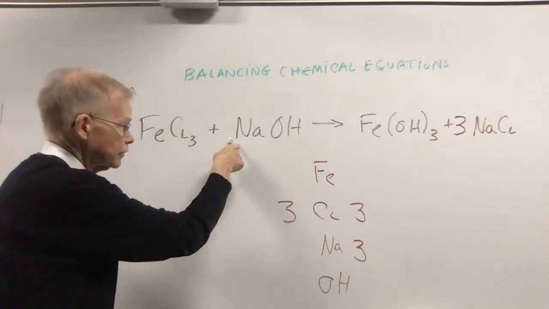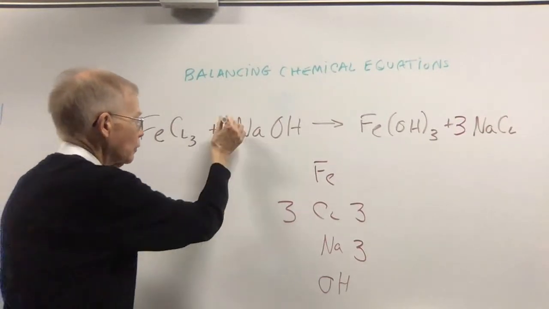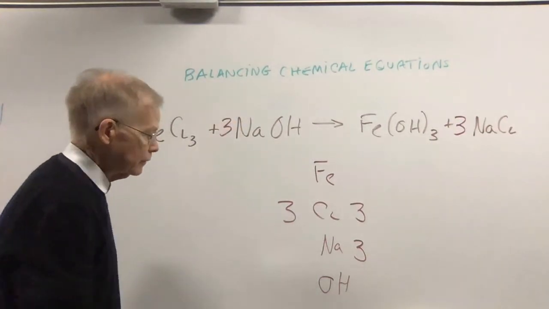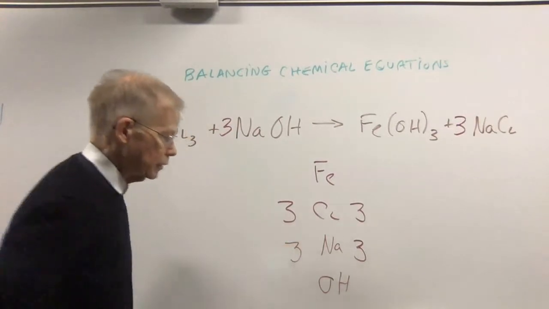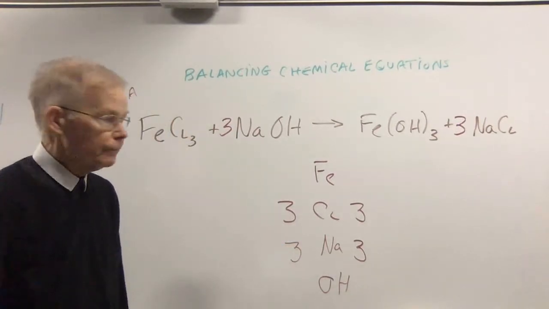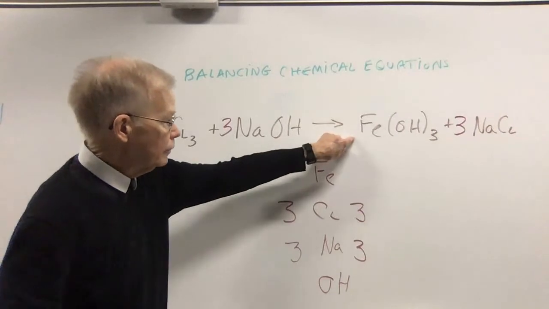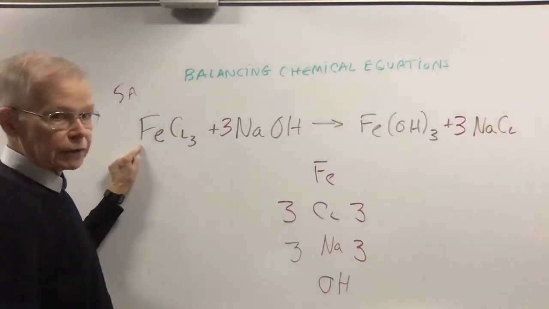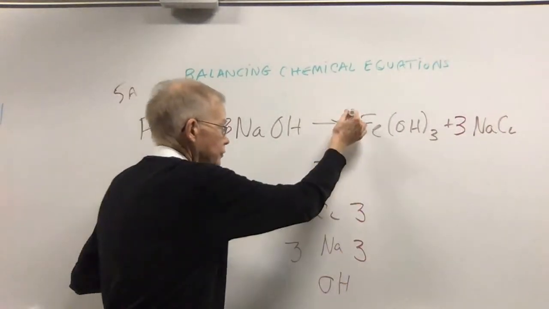I come back over to this side. There's only 1 listed. Let me put a coefficient of 3 in front of that. That gives me 3 Nas on both sides. I look here at the iron. Reactant side has 1, so I'll put a 1 in front of each of those.